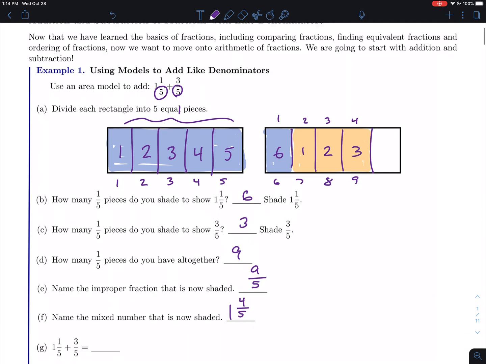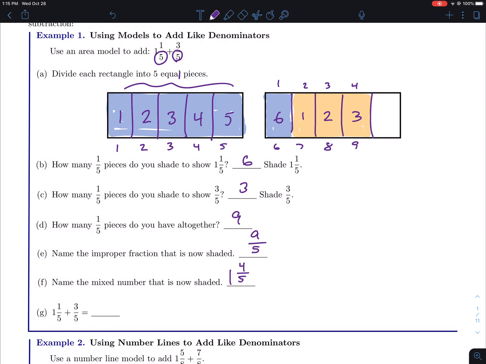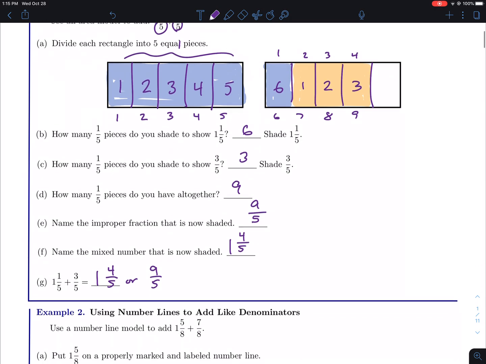So finally, what's our answer here? 1 1/5 plus 3/5 would be 1 4/5 or 9/5 in this case. That's what it looks like to add using a model. Since everything's a like denominator, it just makes things easy. Shade in all the regions from both numbers and then just add up the total regions that are shaded, and that'll give us our nice answer. The denominator is going to stay exactly the same because the chunks didn't change. All right, very good.